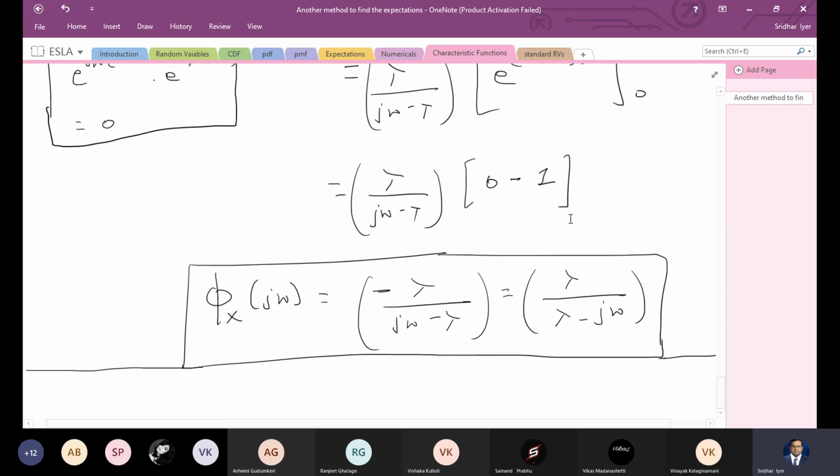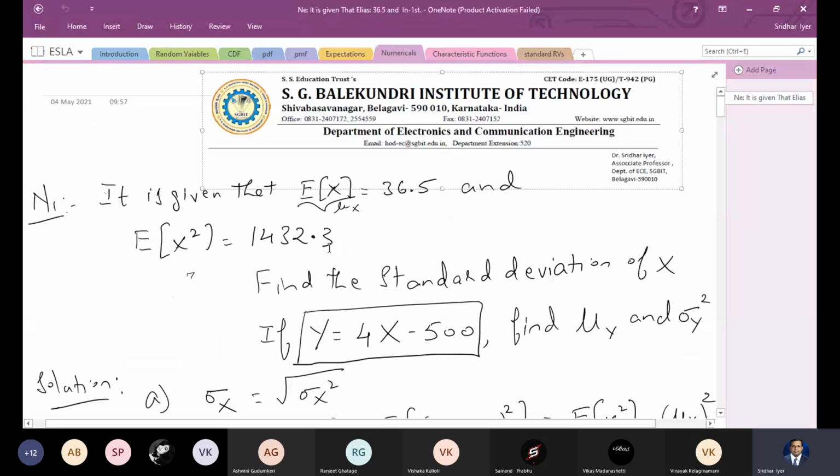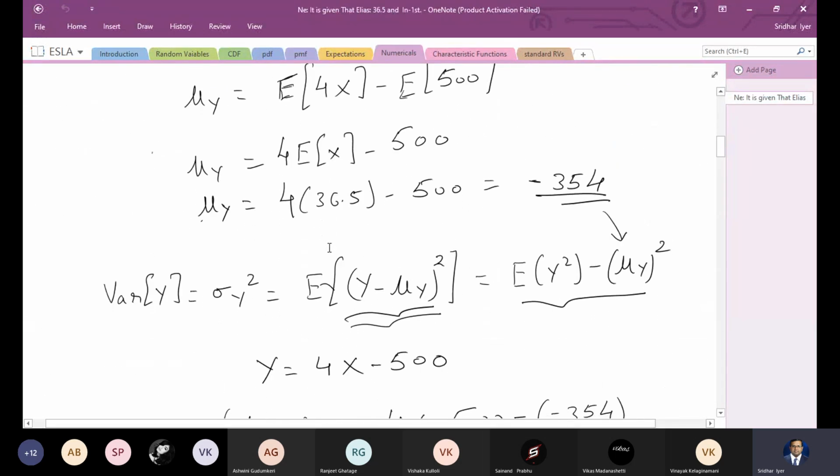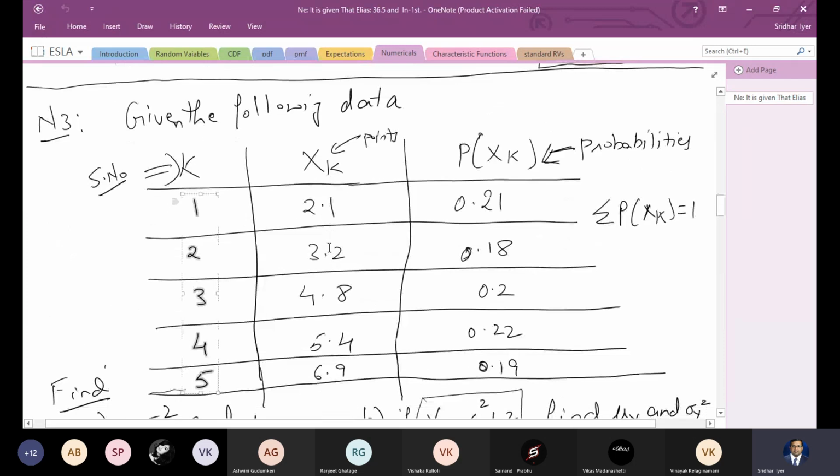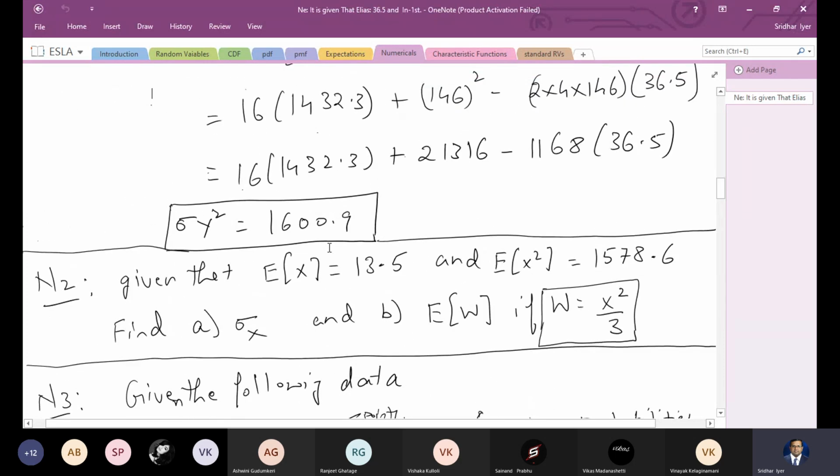So that numerical, let me really show you here the numerical which I had given. This is the numerical N2 which you see. Here we are given a value of mu x, and we are given the value of E of x square, and we need to find sigma x and another random variable E of w, given that w is x square by 3.